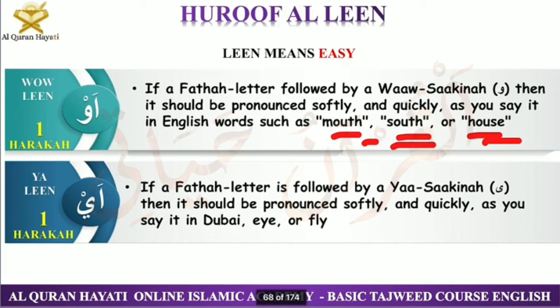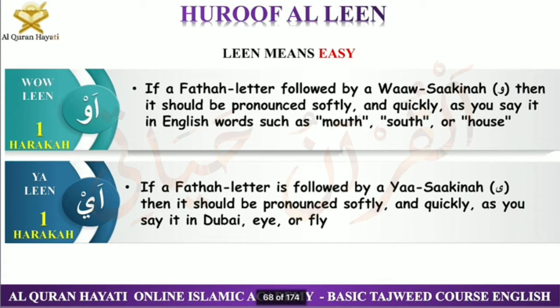In English, in Yalin, there are a few examples. Dubai, I. Okay, I, fly. It is not Dubai, it is not fly, it is not I. Alright, it should be I always. Alhamdulillah, not stretching more than one haraka. Make sure you will not stretch it for two haraka. As soon as you stretch it for two haraka, it will convert into mad al leen.